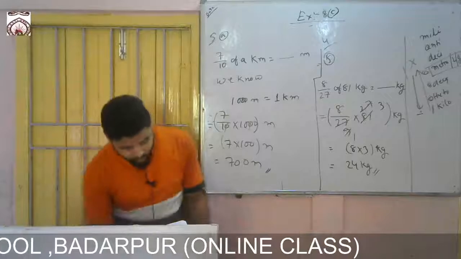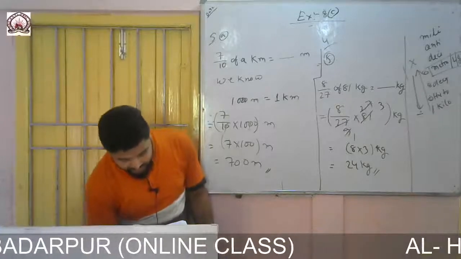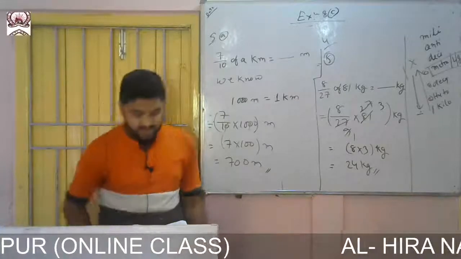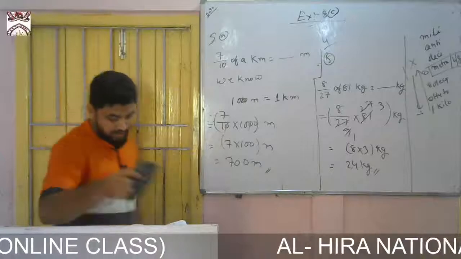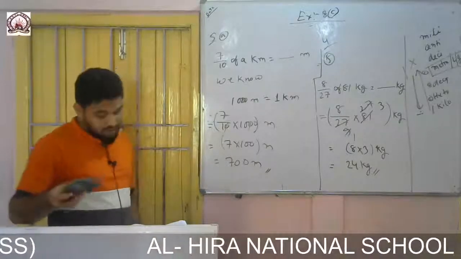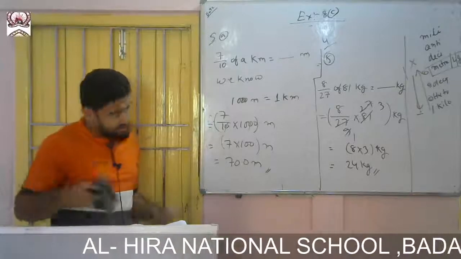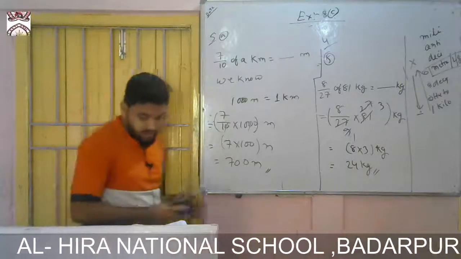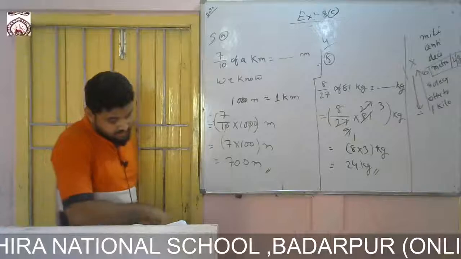Now, 4 by 5 of 1 meter 2 centimeter. 1 meter 2 centimeter. So this one you check. So before that one, you see question number.